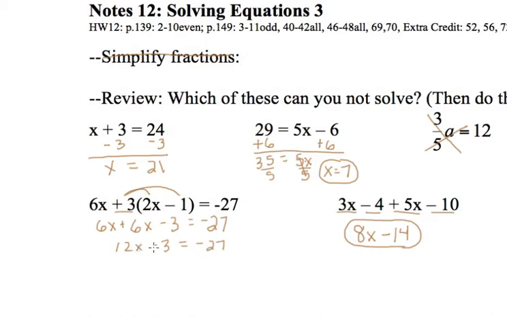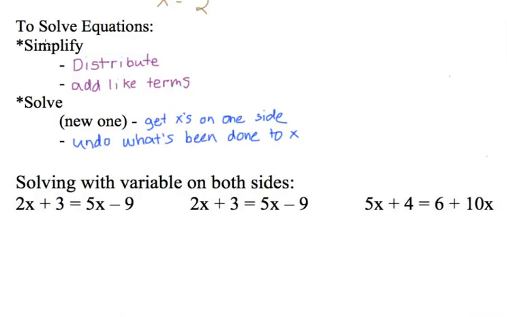Undo what's been done to x. So undo subtracting 3. The opposite of that would be adding 3. So we'll add 3 to both sides. Now I want to undo timesing by 12, so I'll divide both sides by 12. X equals negative 2. When you solve equations, you have to first simplify the expressions on each side, and then you do the solving steps.